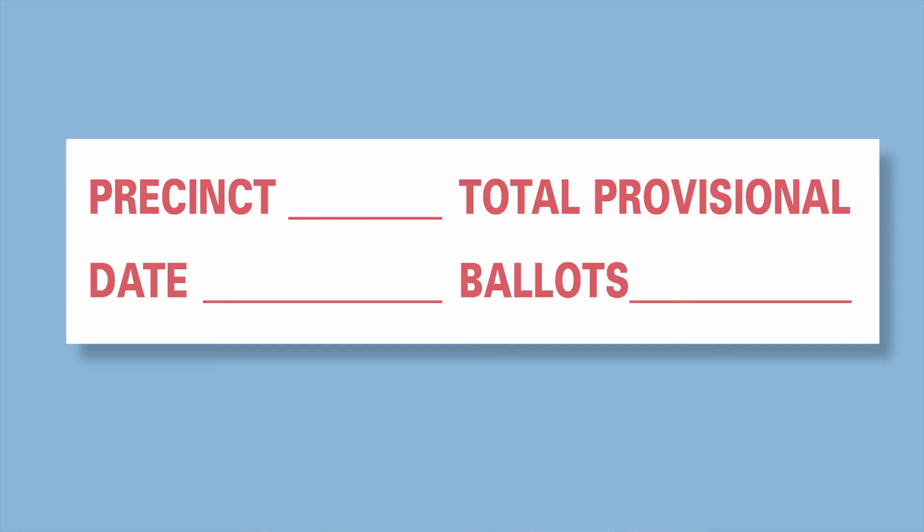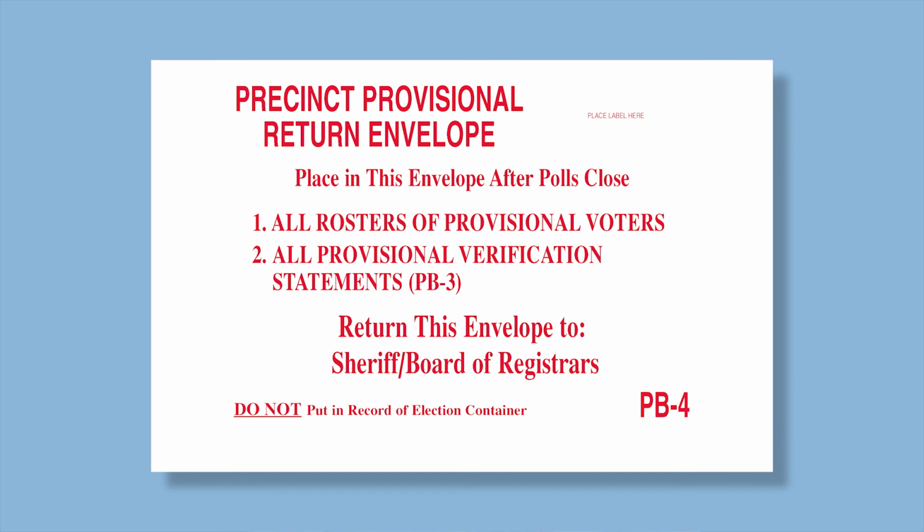First of all, do not place anything in the provisional box. It will be a sealed empty box. Indicate on your seal on the end of the box that it contains 0 votes, date it, and put your precinct name or number on that label so we know where those returns came from. Take all of your provisional roster books, open those up, place the word something to the effect of 0 ballots cast or no ballots. Place that in the envelope PB4 to be returned to the sheriff, which must be handed off to the Board of Registrars by 12 noon the day following the election.